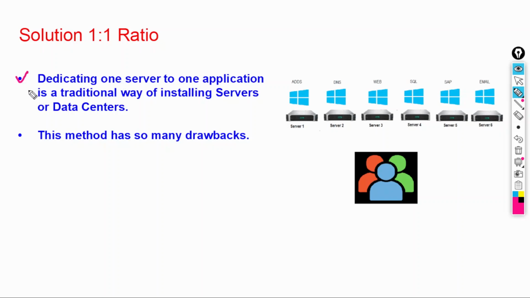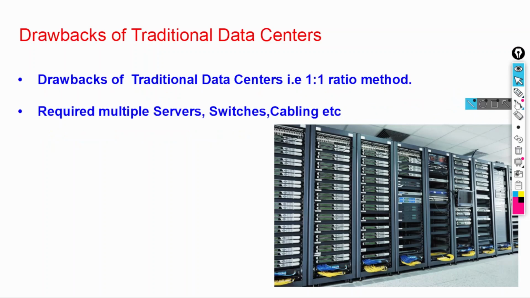Dedicating one server to one application is a traditional way of installing the servers in a data center. This method has so many drawbacks. So we'll discuss the drawbacks of traditional data centers, that is, the 1:1 ratio method.